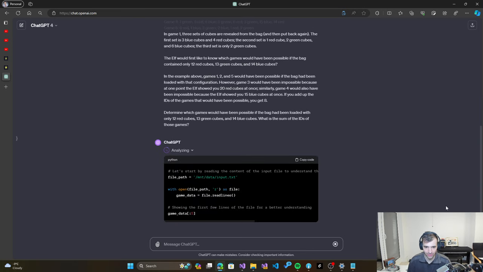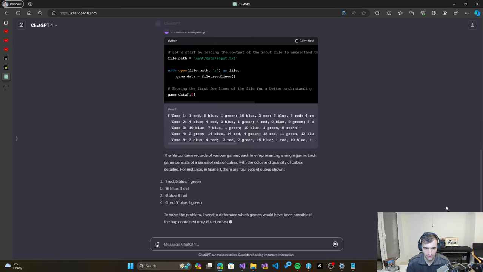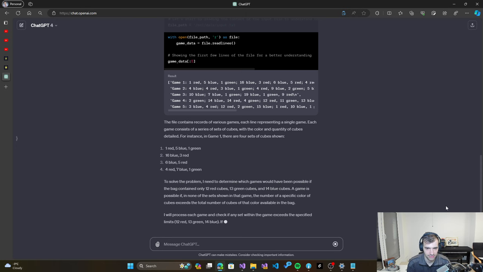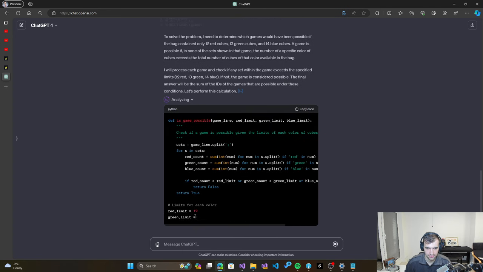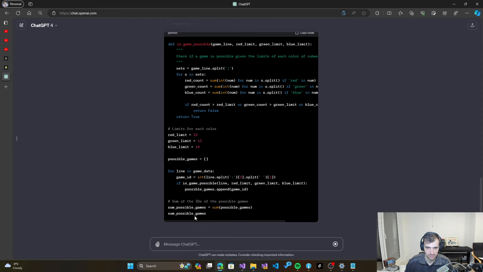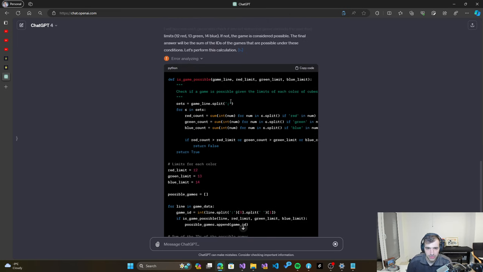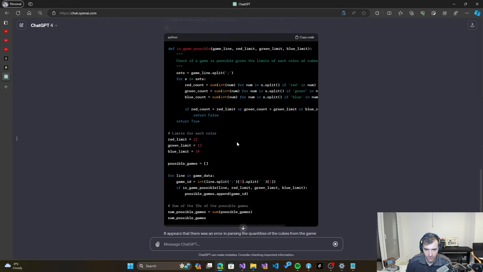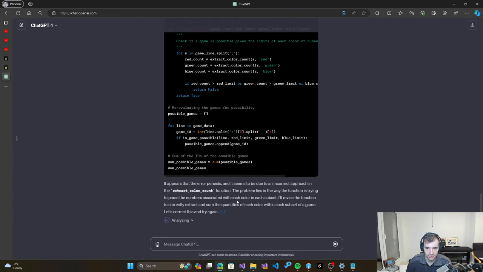So ChatGPT is already on to analyzing, reading the input file. So it now tries to understand the input structure and format. So it's calculating. I expected that because it seems that it tried to just split by a semicolon, which is not enough. There is also game, number, colon, and so on. So I guess this needs more involved splitting. Yeah, exactly. The problem lies in the way the function is trying to parse the numbers.